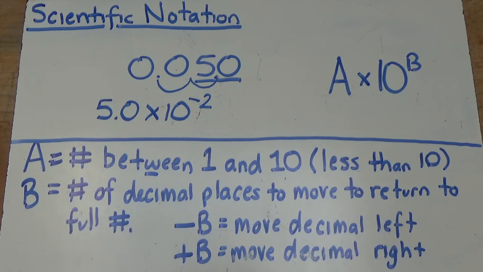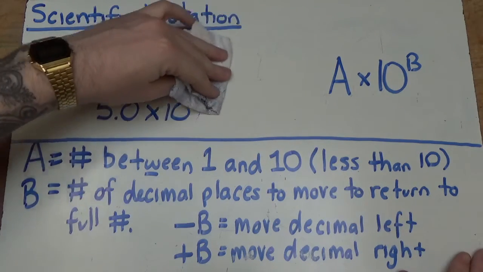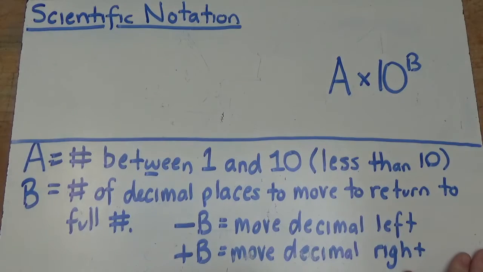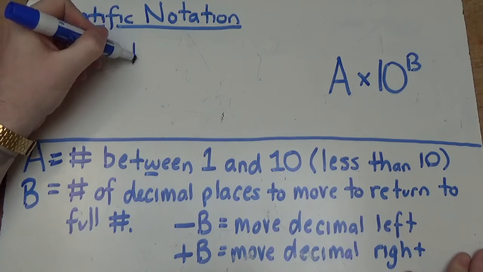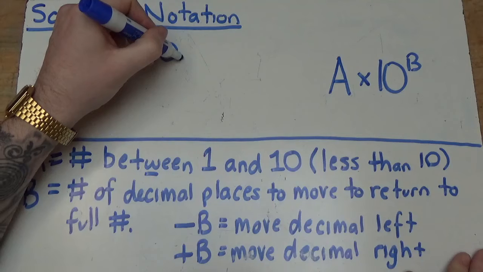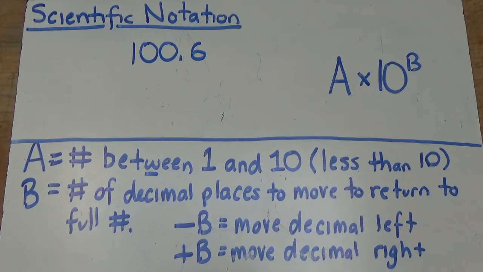Let's try 2 more examples, right? And for these, I'm going to give you time to work on your own. The first is 100.6. Write 100.6 in scientific notation. Pause the video, and when you are done, continue for the answer.